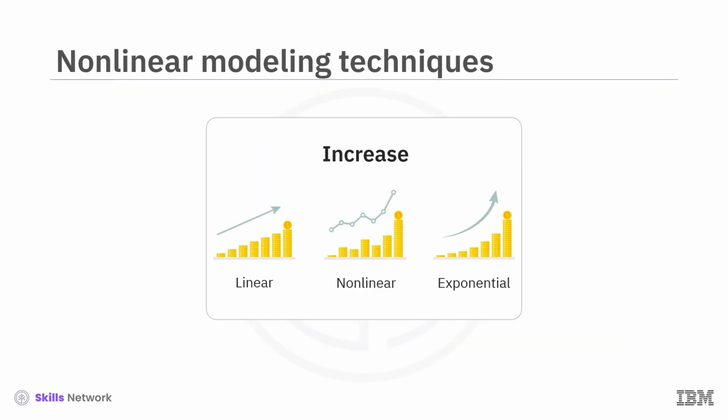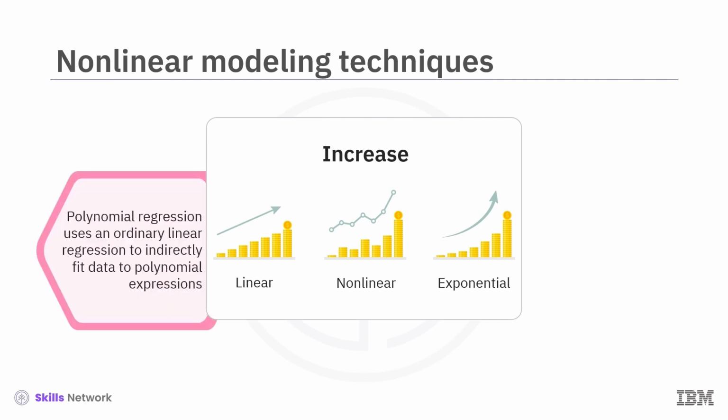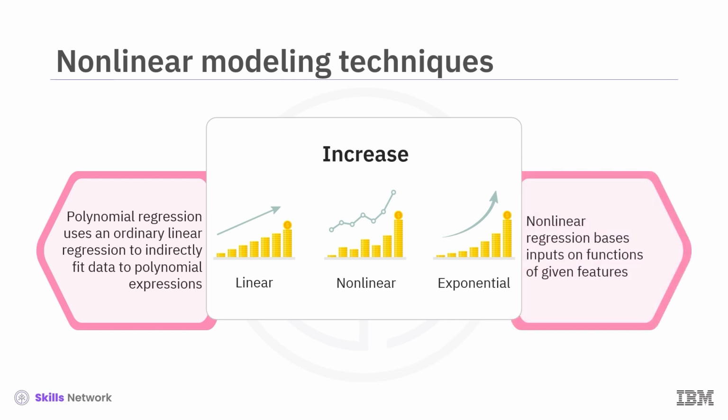You can use many kinds of nonlinear regression methods to model your data set. Polynomial regression uses an ordinary linear regression to indirectly fit your data to polynomial expressions of the features rather than the features themselves. Nonlinear regression follows the same idea, but bases its inputs on functions of the given features, such as the logarithm or exponential of the features. Nonlinear regression doesn't necessarily reduce to linear regression like polynomial regression does.